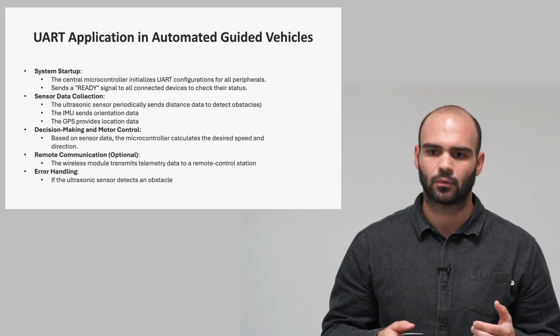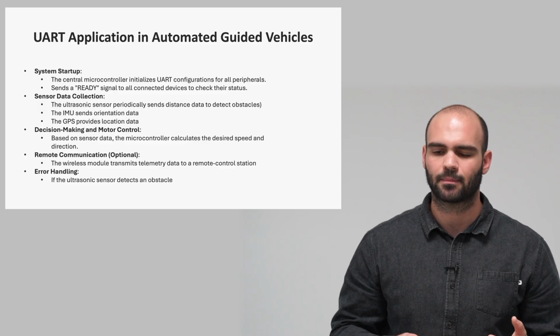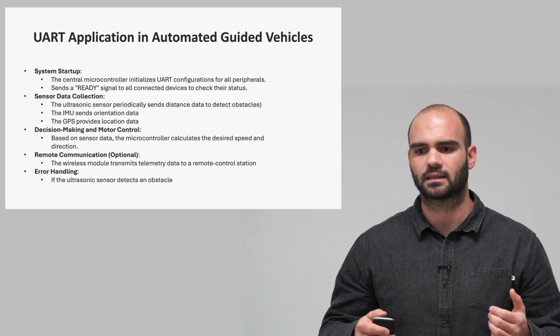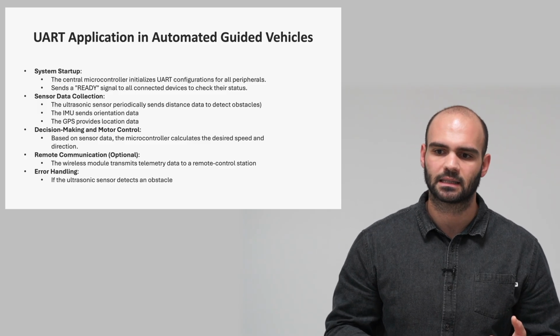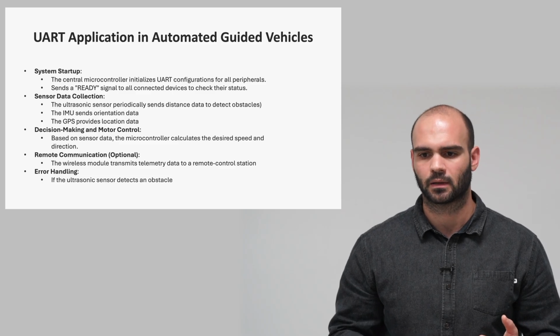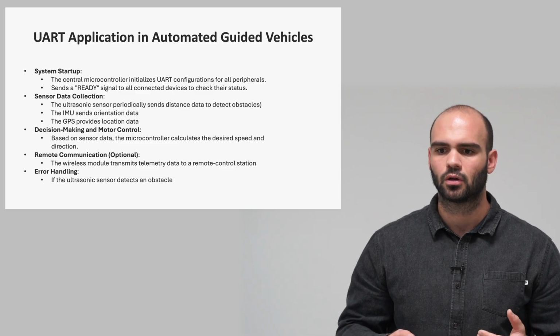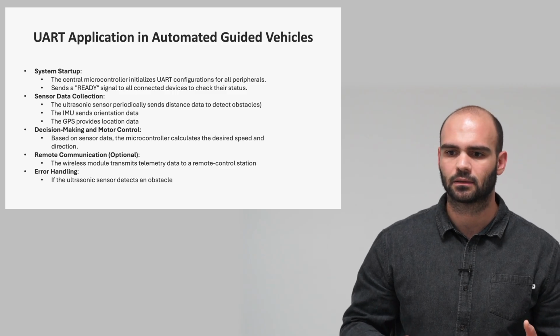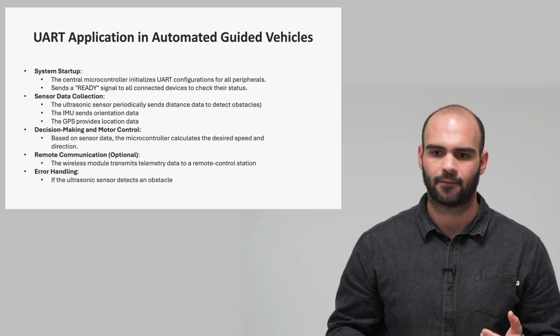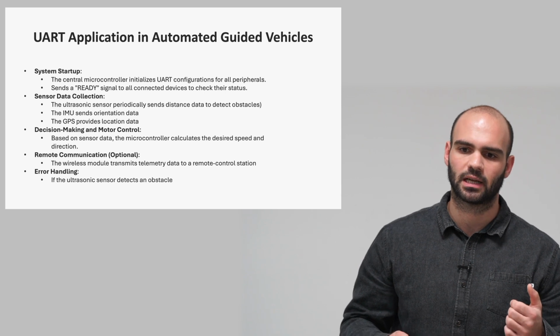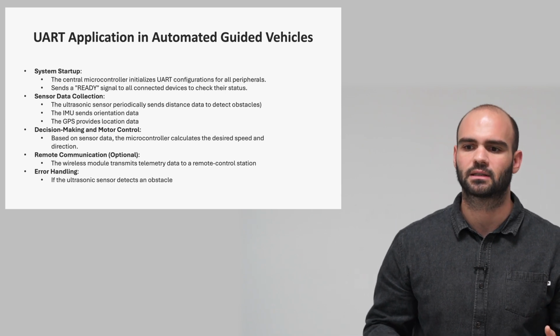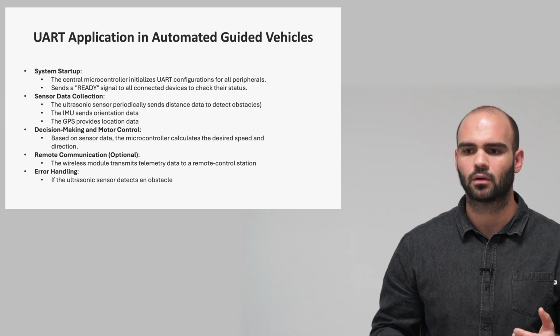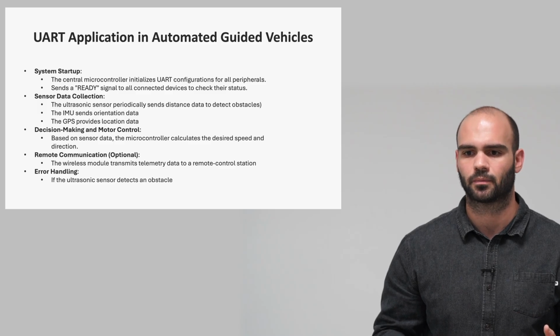The decision-making and motor control stage comes next. The microcontroller processes all the sensor information and decides the right speed and direction for the motors. In some systems, there is also remote communication, where a wireless module sends telemetry data to a control station. Finally, error handling ensures safety. For instance, if the ultrasonic sensor detects an obstacle, the vehicle can immediately stop or change direction.